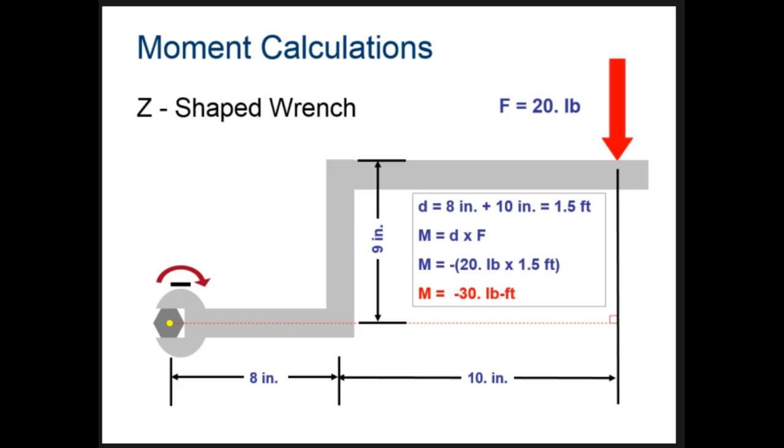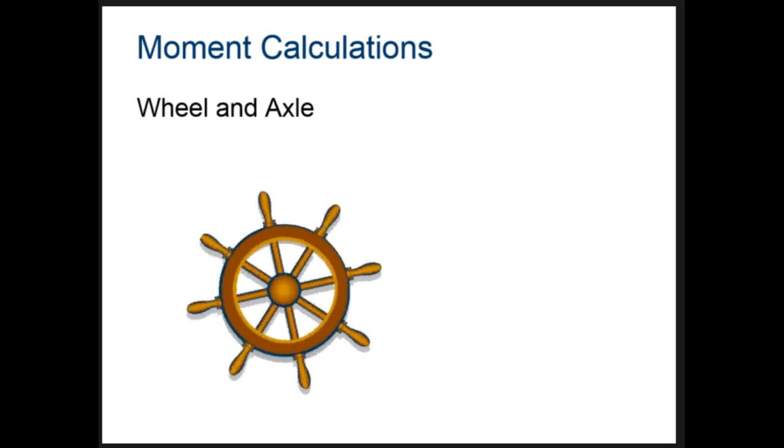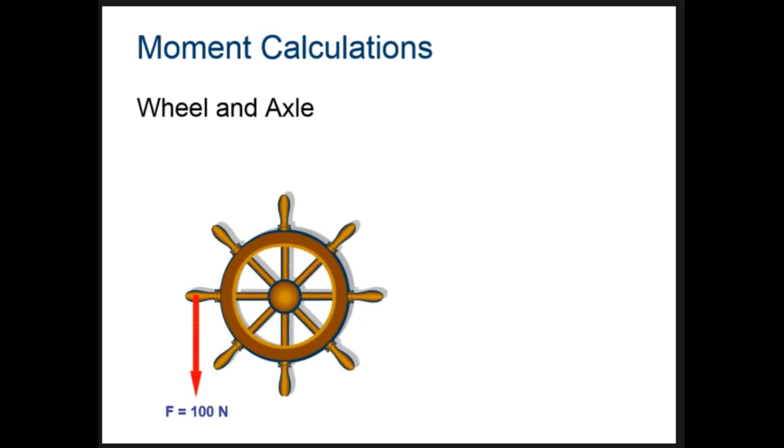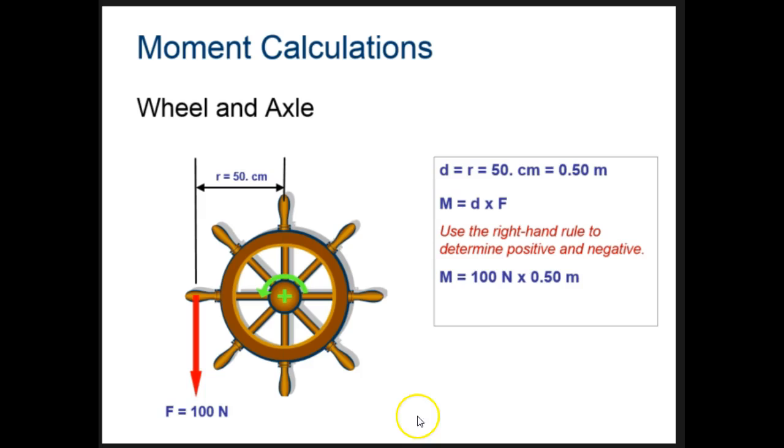Our next problem looks like a wheel and axle, but let's see how this relates to moments that we talked about. There's our force, and there's the radius of the wheel. And here we're talking about metric units, so we're going to convert everything over to meters and newtons. And again, in this case, we have a negative radius and a negative force, making it a positive moment, making it 50 Newton meters.